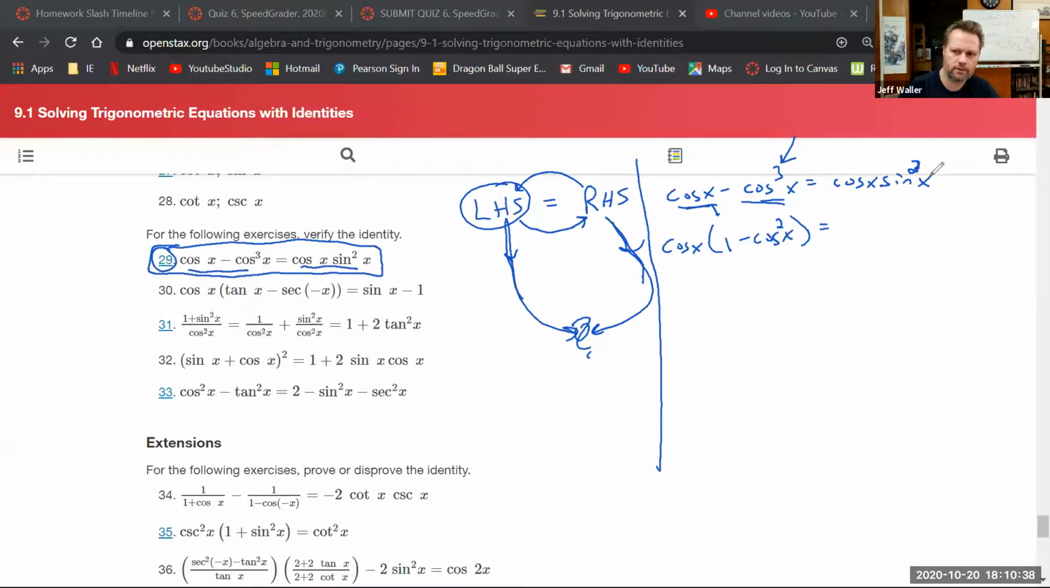All right. So then what is 1 minus cosine squared? What's sine squared plus cosine squared? 1. So 1 minus cosine squared must equal sine squared. Good. And isn't that what that side says? So that's an example of I picked a side, I worked with it all the way until it became the other side. So there I verified the identity.